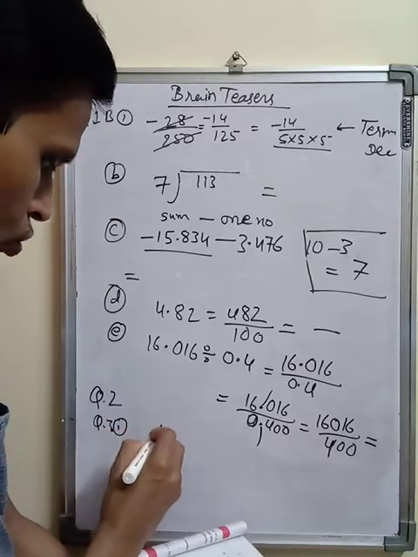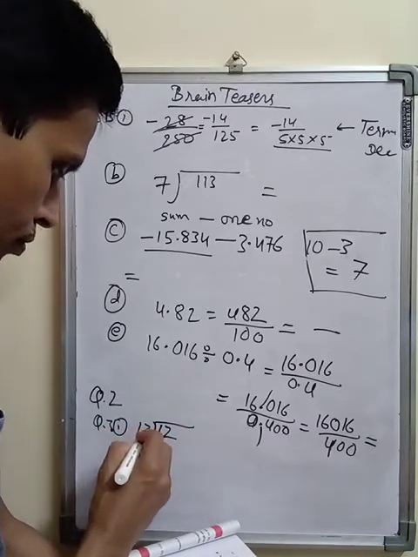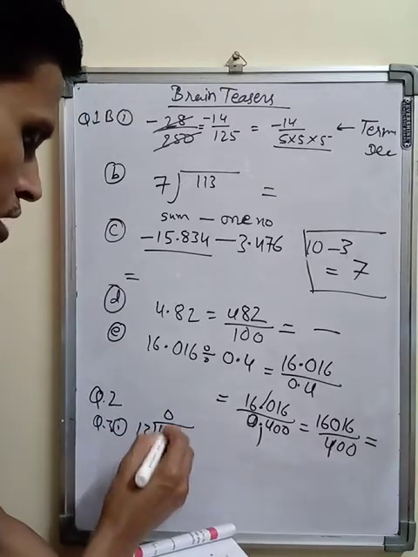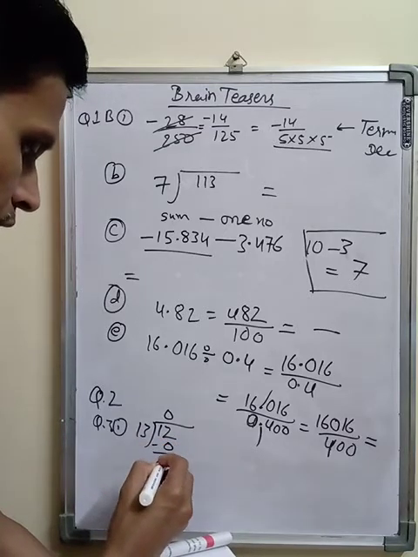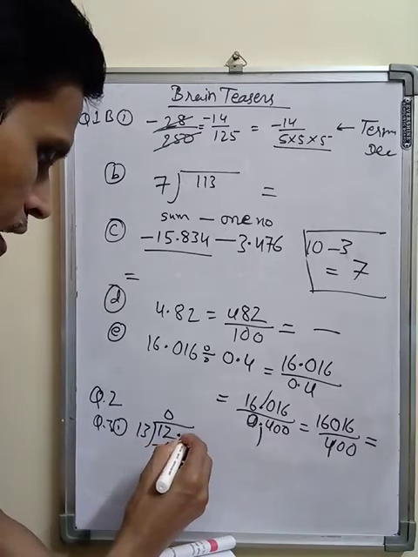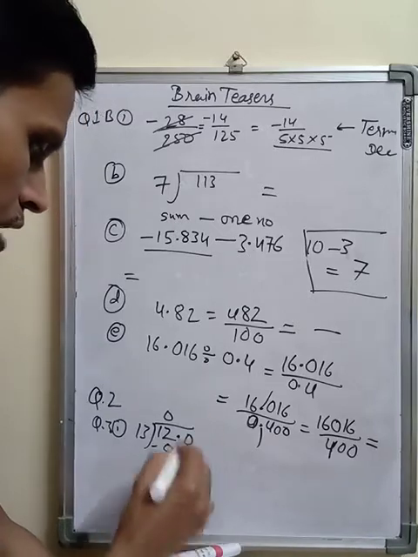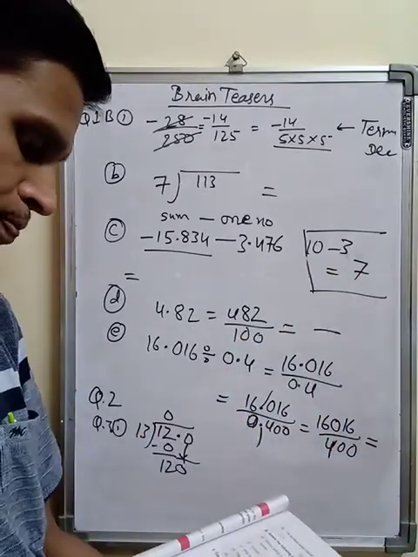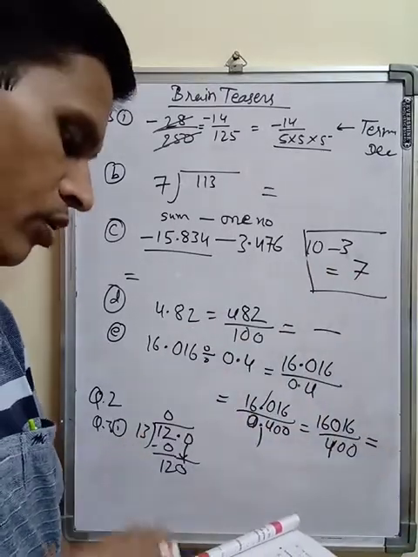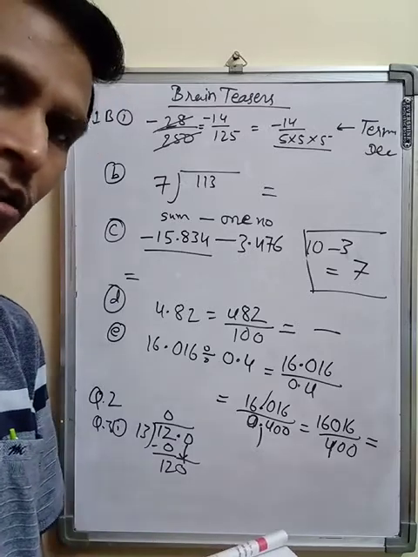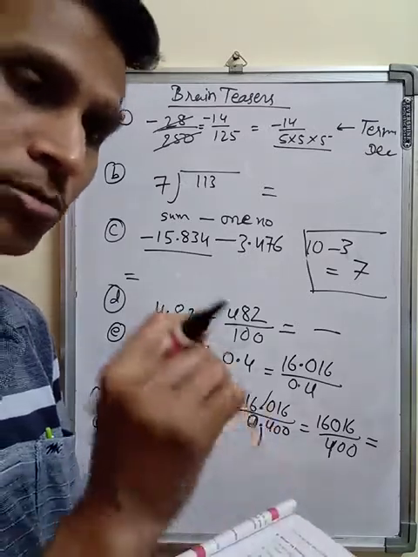Question number 2, convert the following rational numbers into decimals. Conversion into decimal means you simply divide, in all the questions. Question number 3, find the decimal representation of the following rational numbers. Same thing, you have to divide.